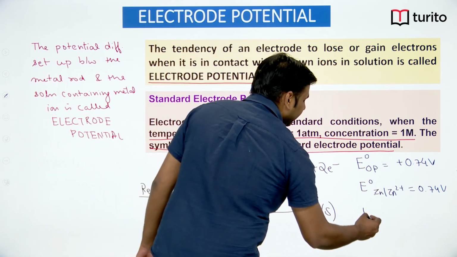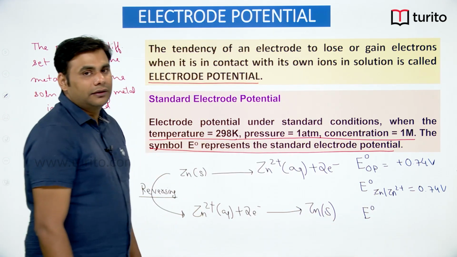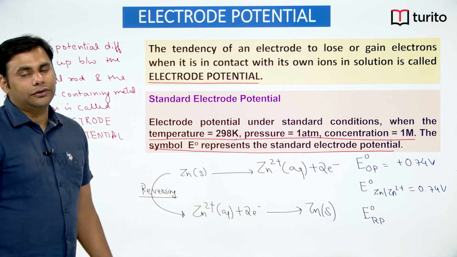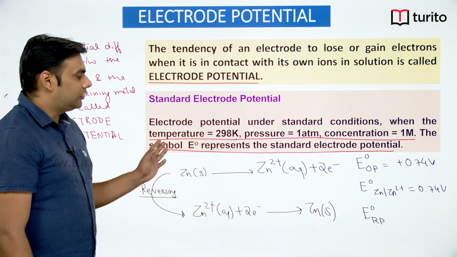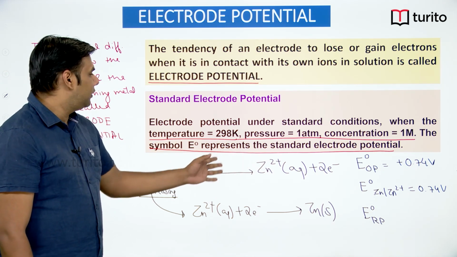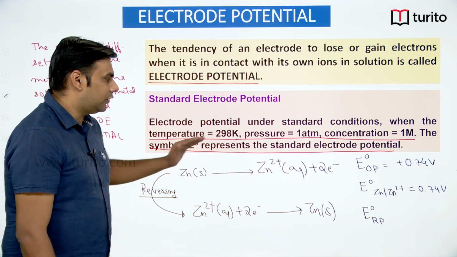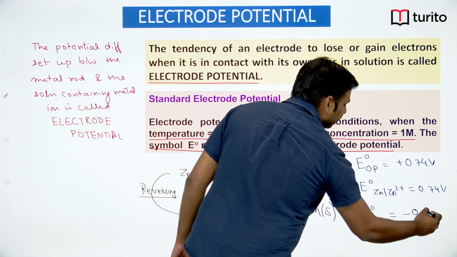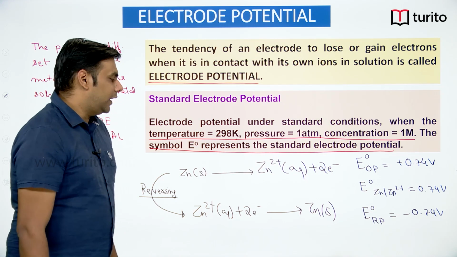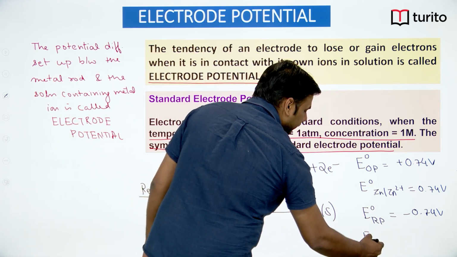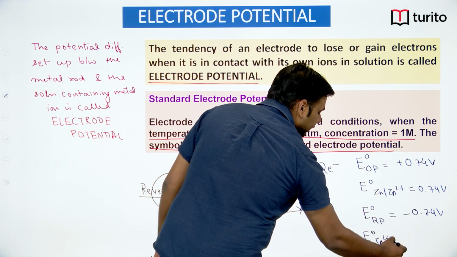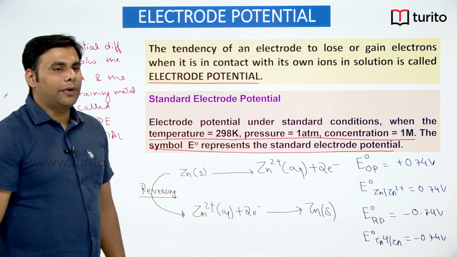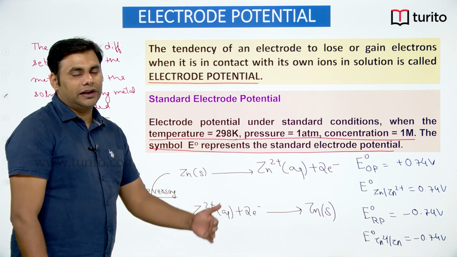So we'll write E naught, that is the standard reduction potential of zinc 2 plus ion, because zinc 2 plus ion is getting reduced in this case. Now because we have reversed this reaction, the standard electrode potential, the oxidation potential, was plus 0.74, so the reduction potential would become minus 0.74 volt. I can also write this as E naught zinc 2 plus changing into zinc, this is minus 0.74 volt.